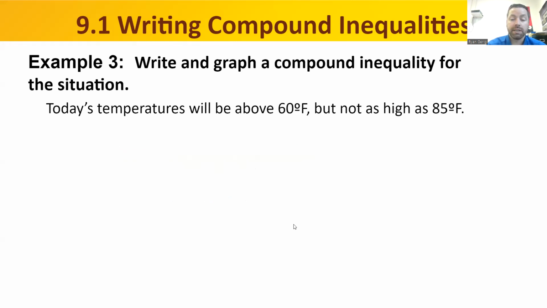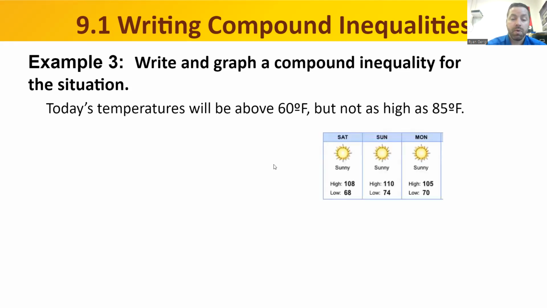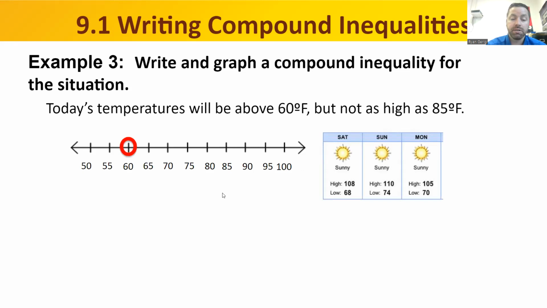Okay. Last example, we're going to look at a compound inequality for a situation. Today's temperature will be above 60 degrees, but not as high as 85 degrees. So we're looking at weather here. Well, on a number line, above 60 degrees means it's not going to equal 60 degrees, but it's going to be above that. But it's not as high as 85, so it never reaches 85. So it's an open circle again. We can turn that into a compound inequality. x represents my temperatures, and it's between 60 and 85. x is bigger than 60, but it's also less than 85. And that's how you would write that. And that concludes lesson 1, writing compound inequalities.